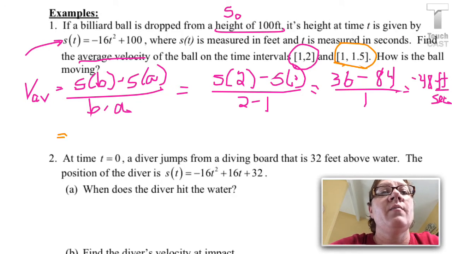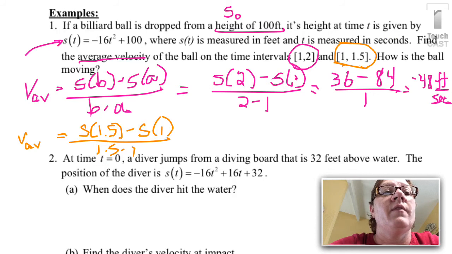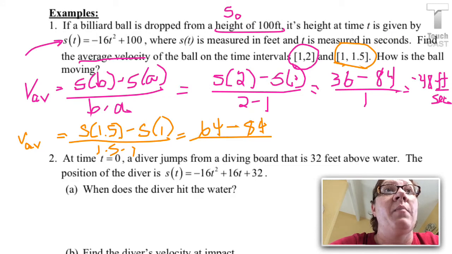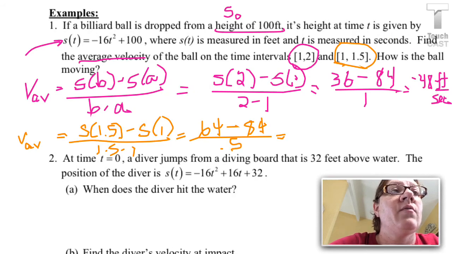So the second time, I'm going to do S of 1.5 minus S of 1 over 1.5 minus 1. And if I substitute in 1.5, I get 64, and S of 1 is 84. Double check with your calculator. We know that sometimes I've been known to do bad math. Over 0.5. And if I simplify that down, I get negative 20 over 0.5, which is negative 40.